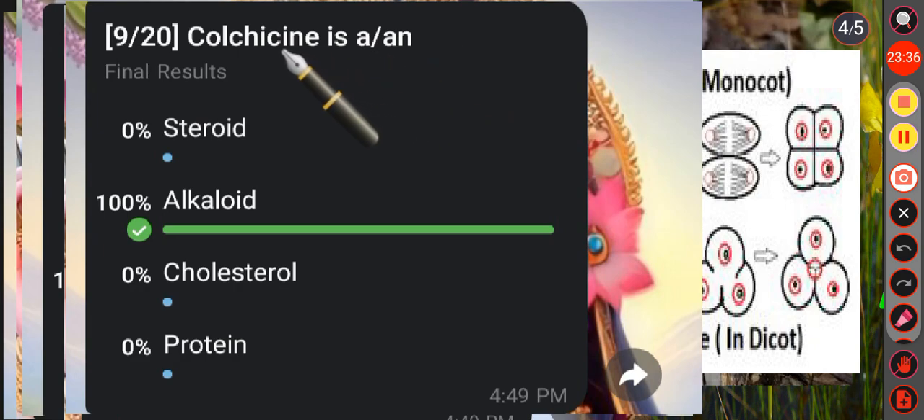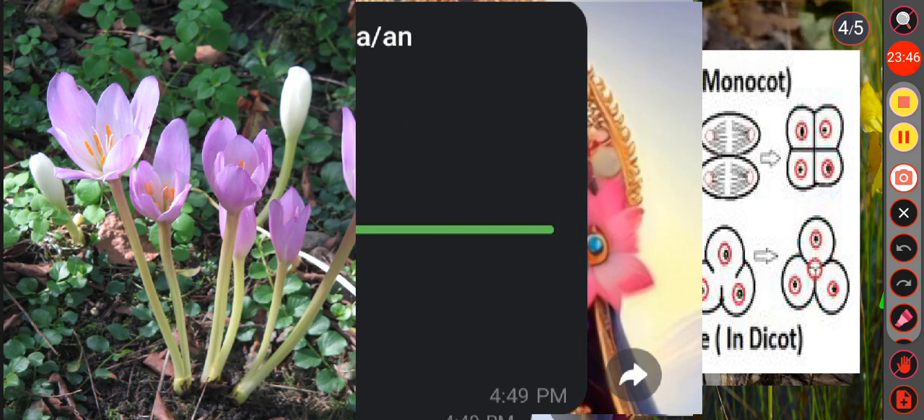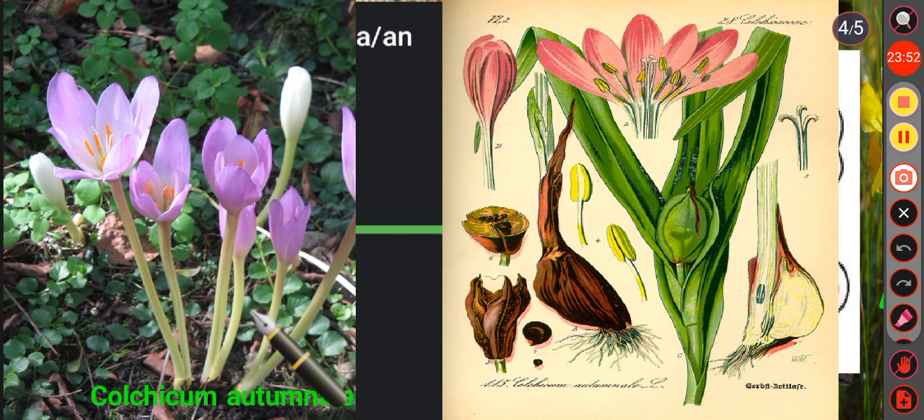Then question number 9. Colchicine is steroid, alkaloid, cholesterol. Option D is the protein. So here the correct answer is alkaloid. Colchicine is an alkaloid. Remember, colchicine is derived from the plant Colchicum autumnale. And this plant belongs to the family Liliaceae. Okay. So, colchicine is an alkaloid obtained from the seeds or the corm of the plant.